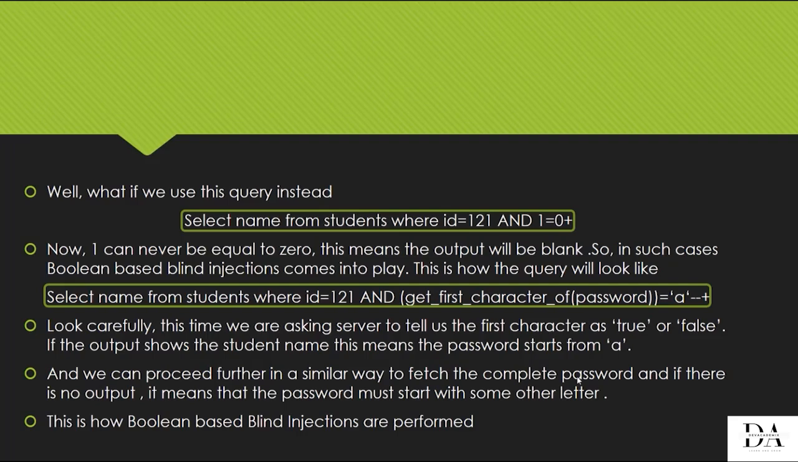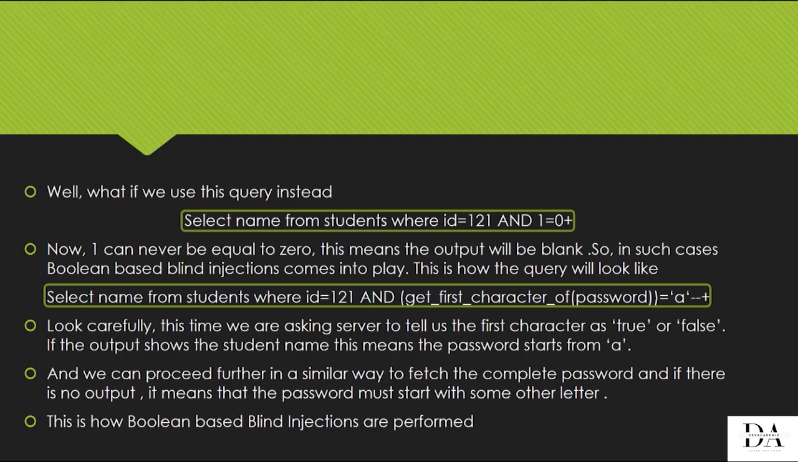So in such cases, Boolean-based blind injections come into play. And this is how the query will look: select name from students where id is equal to 1 to 1 and get first character of password is equal to 'a' dash dash plus. Look carefully over here. This time what we are doing is asking the server to tell us the first character as true or false. If the output shows the student name which we are asking, this means the password starts from letter A.